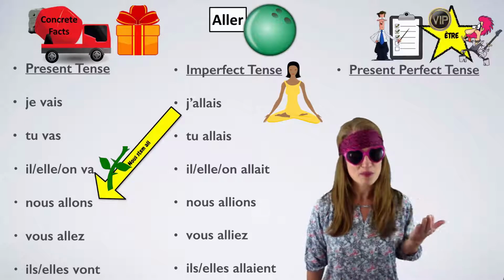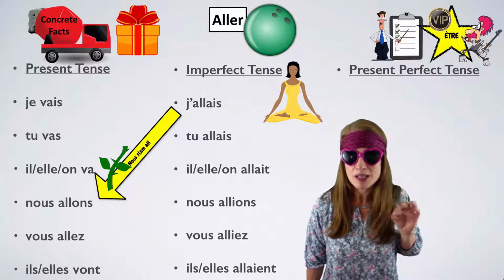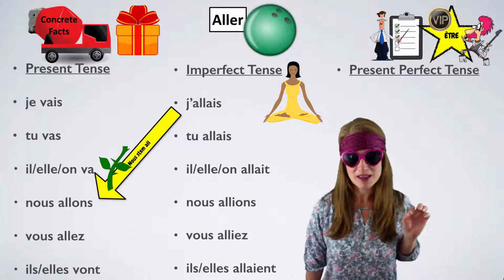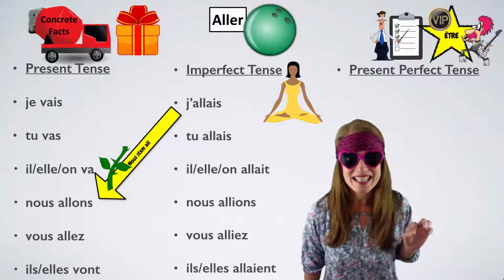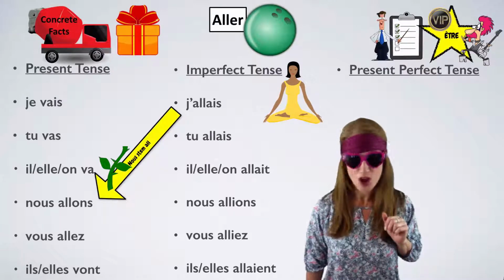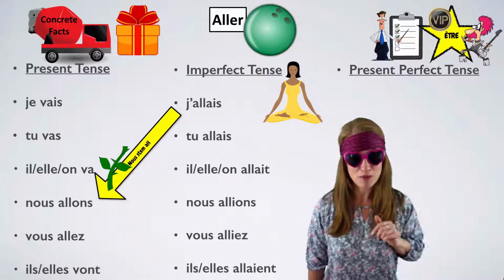Aller. The present perfect tense. Around 15 verbs think they're a little bit special. We call them the VIP verbs because they think they're special. They're in a cliquey group that use être as their auxiliary verb. 15 out of all the hundreds of French verbs, it's not a very big group.